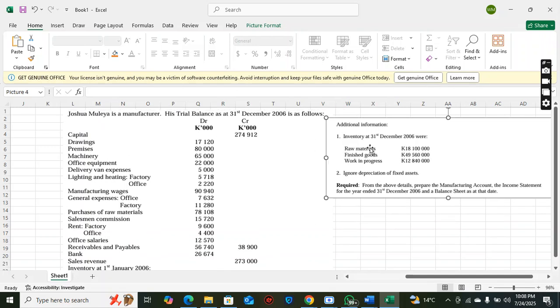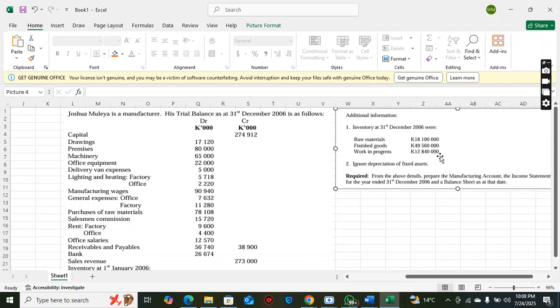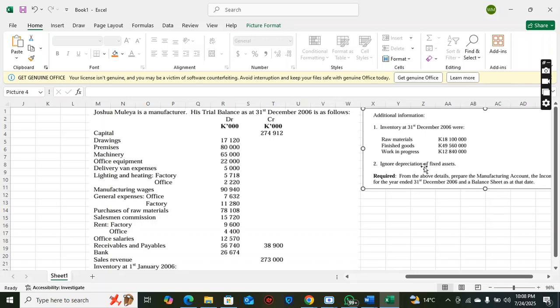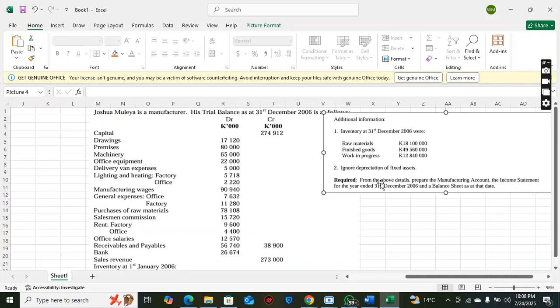We've also got additional information here for the raw materials, the goods that we use to make our finished products, our finished goods, which is self explanatory. These are the goods that we finish producing, and our work in progress. Work in progress is the goods that have been partially finished. Required from the details above, prepare the manufacturing account, the income statement, and the balance sheet.